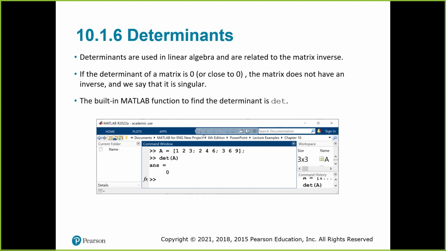Determinants. Determinants are used in linear algebra and related to the matrix inverse. If the determinant of a matrix is 0, then it does not have an inverse, and it's declared as singular. So the built-in MATLAB function for finding a determinant is det. Now, if you look in the textbook, it'll explain to you what the determinant is. It's like this one times that one minus this one times that one, and all added together, or some silly thing like that.